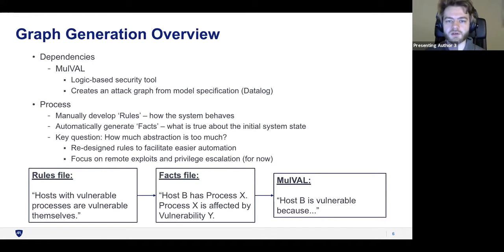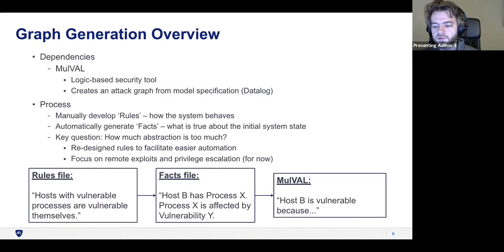So again, there are other kinds of rule sets that you could make, but we want to design one specifically for automation. Right now that means we focus on remote exploits and privilege escalation exploits, generally on Linux systems. The structure again is that you have a rules file that says something like: hosts with vulnerable processes are vulnerable themselves, a logical implication.